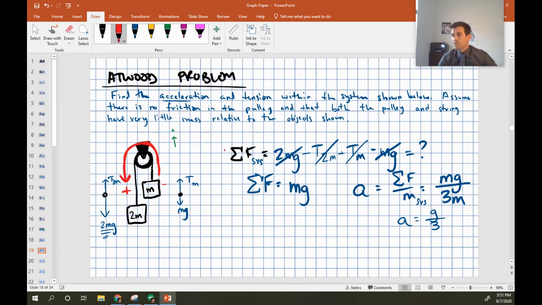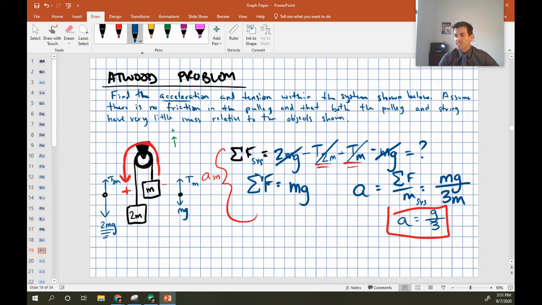You always need to, when you're doing these problems, find the acceleration of the system first. When we do the whole system, we can disregard these tensions that we don't know values of because they just cancel out because they're equal and opposite. But now that I know the acceleration of the system, I can now find the tension in the system by just picking one of the objects. I'm going to pick this object here because it's a little bit more convenient because it's only one mass.